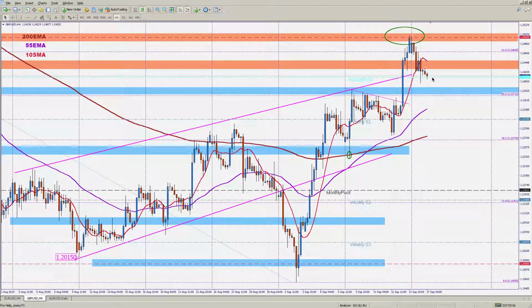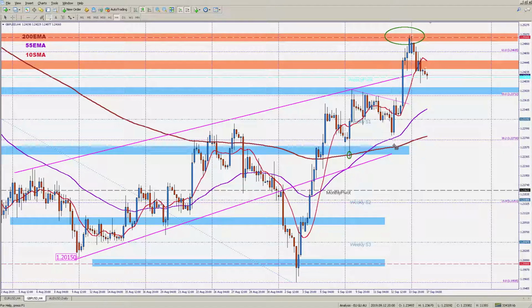And now price has just hit the weekly pivot at 124.12, so it could be centering around that level. Support is at the 55 period EMA, and if it's slightly below that, the weekly S1 is at 123.19.